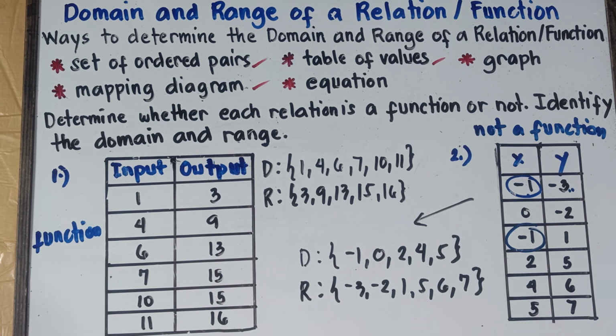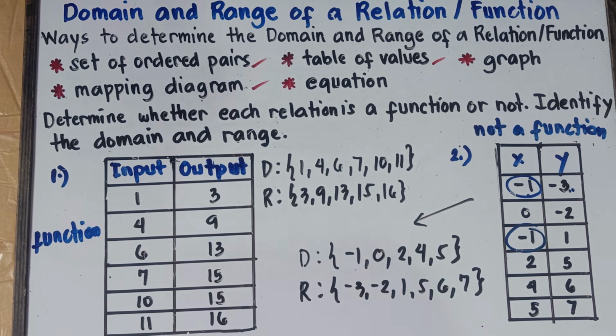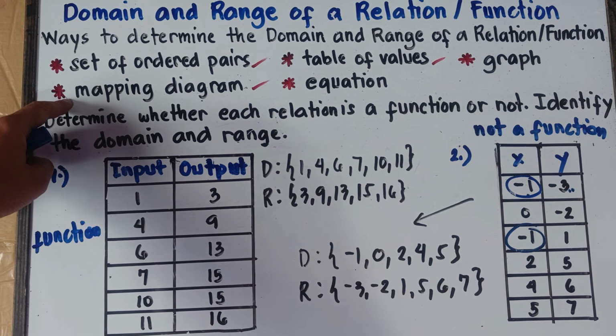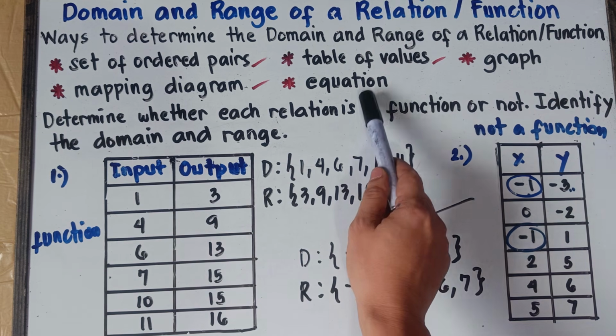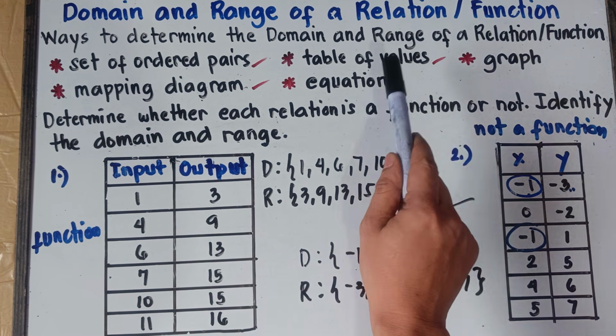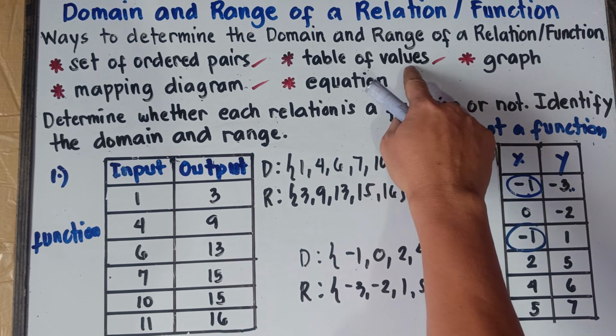That's it, class. We're all set. Very easy, right? For the table of values. Once again, class, if you have some questions with regards to set of ordered pairs, mapping, and table of values, feel free to leave a comment on the comment section down below. For the equation, this will be the next part of the video. This will be quite complicated, class. We need to explain this one step by step.